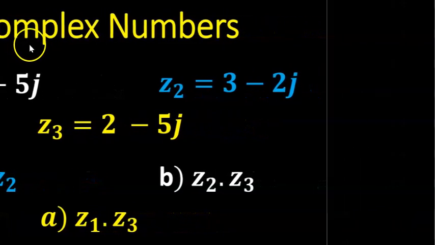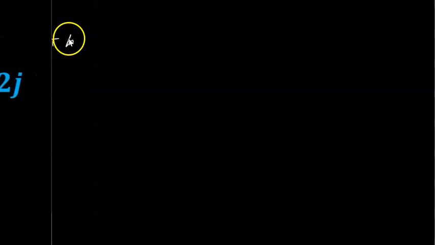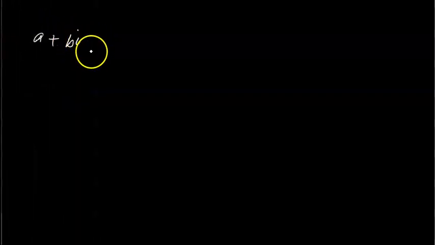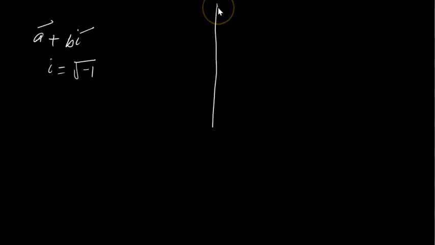Our complex numbers are usually represented in the form of a plus bi, where a is the real part and bi is the imaginary part. Now for i, in our previous lessons, I explained that i is equivalent to the root of minus 1. One unique thing in multiplying complex numbers is how you treat the imaginary parts.